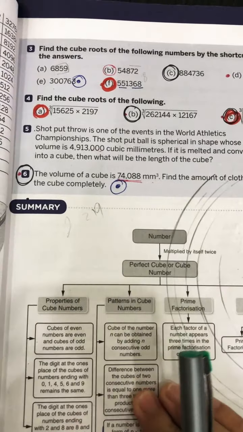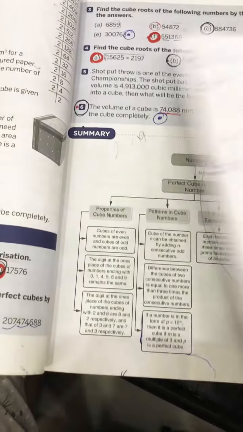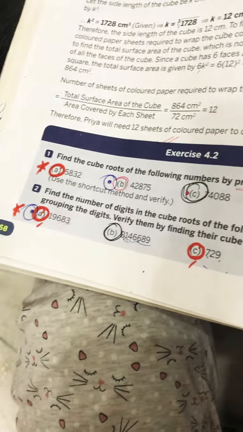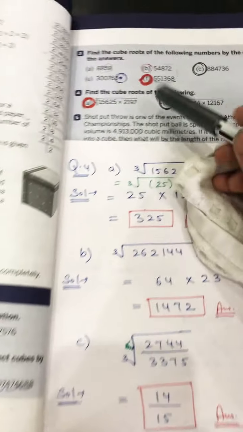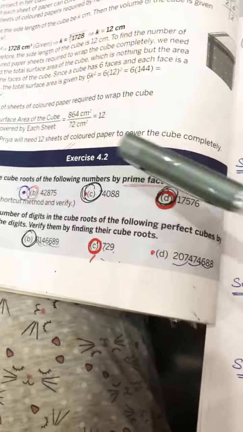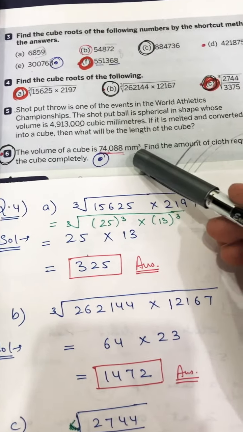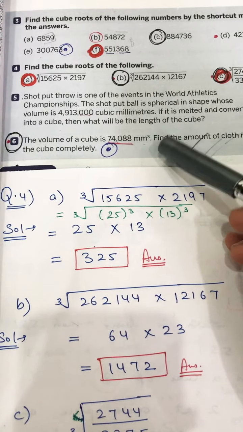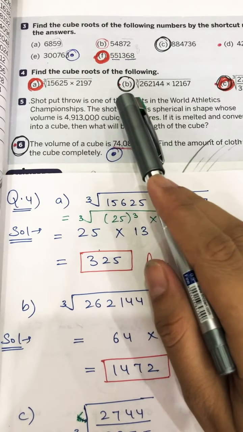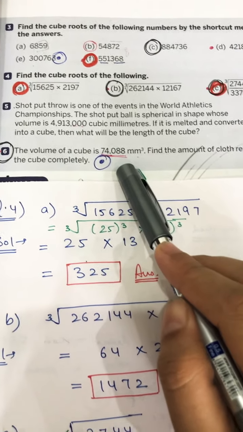Good morning, students. In the previous lecture, we discussed questions number 1, 2, 3 and 4 of exercise 4.2. Now these two questions are left, and we are going to start them. These question numbers 5 and 6 are based upon what problems?